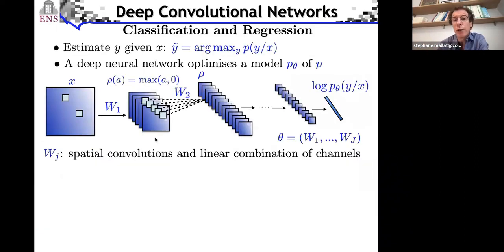Now, here came the deep neural networks. Neural networks, as I imagine most of you know, have been mostly used, but not only, for classification and regression.